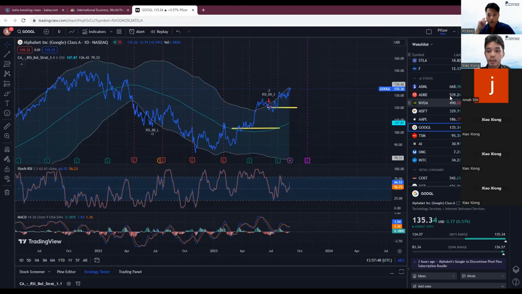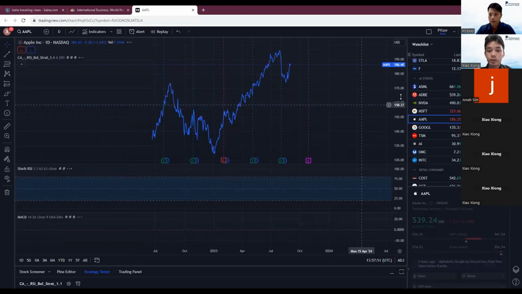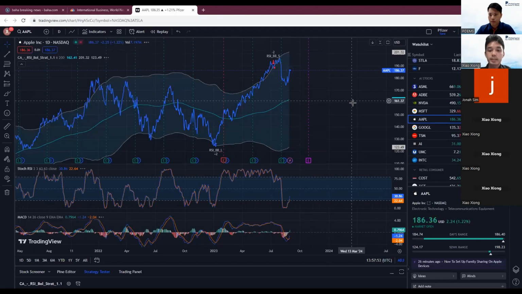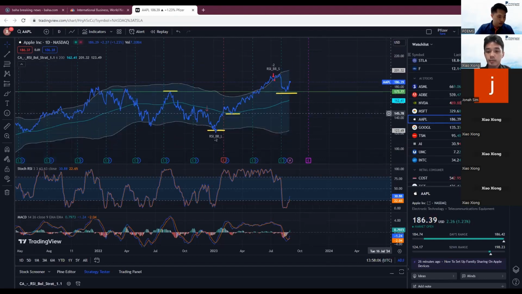We have Adobe, and Apple is announcing its new phone in another 2 weeks, so it's something for us to watch out for as well. So solely the AI stocks are still pretty strong, although today is quite flat, there's not much movement. I still see a lot of growth in the AI stocks.